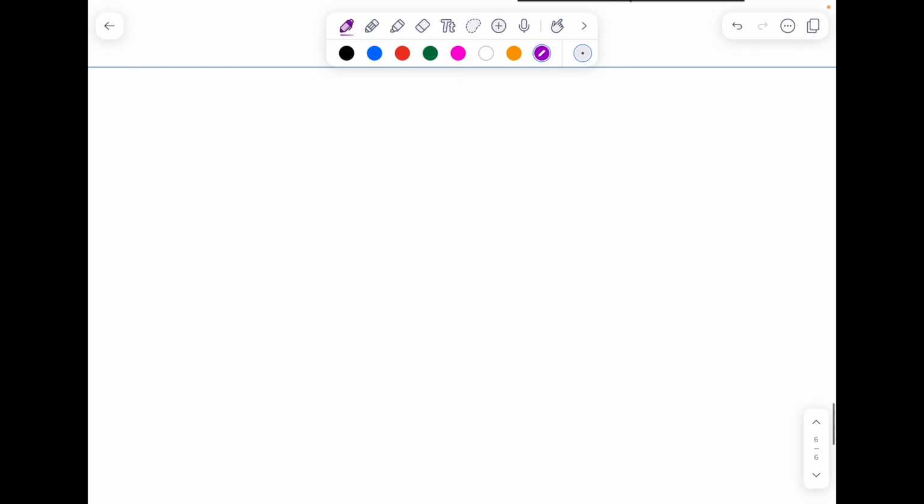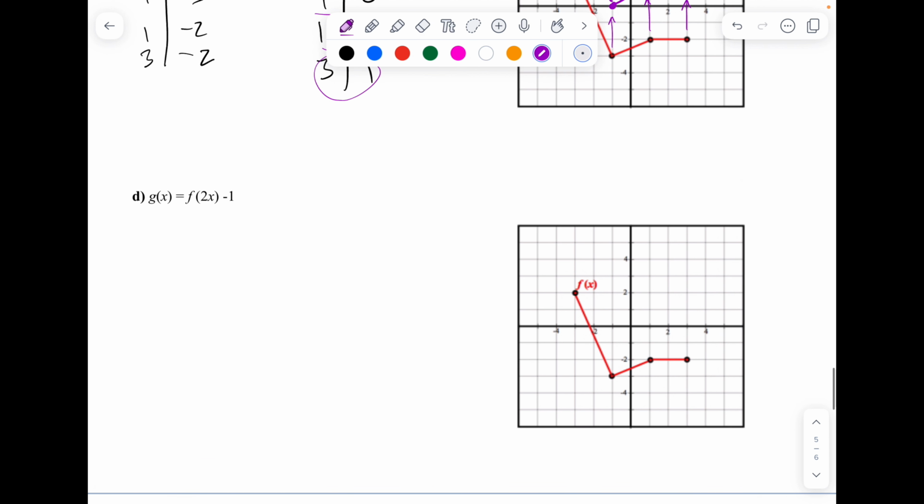Okay, now let's do one more. So here, there's a couple of things happening. So first, stretches, compressions. Well, to the x, I'm multiplying by 2. So because it's happening to the x, it's horizontal. Multiplying by 2 means it's a compression. Remember, opposite. By 1 over whatever that number is. So 1 over 2.